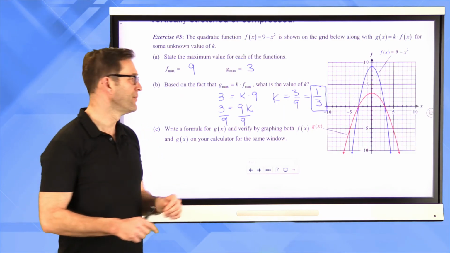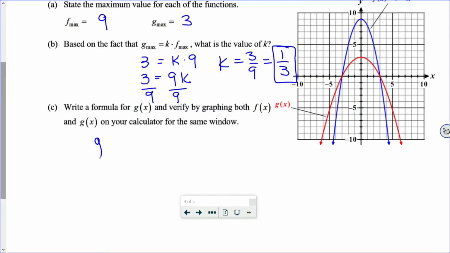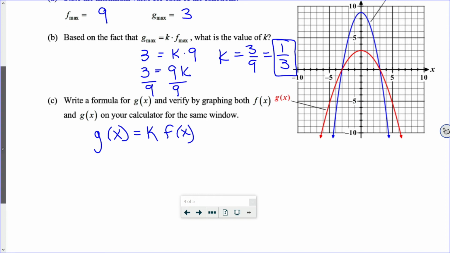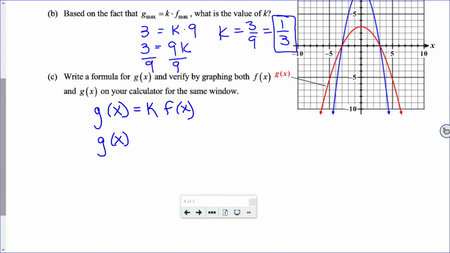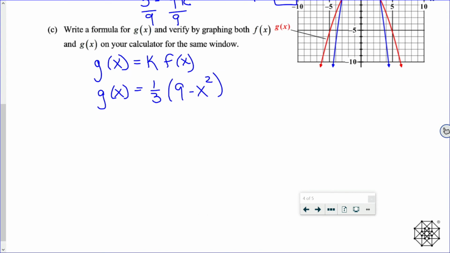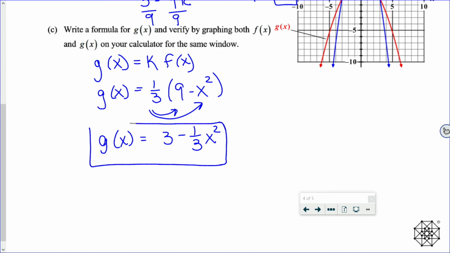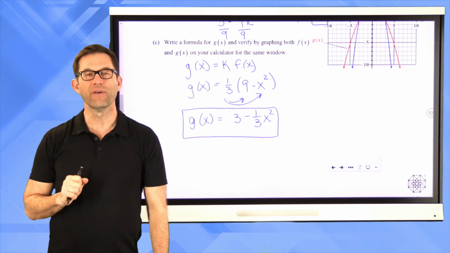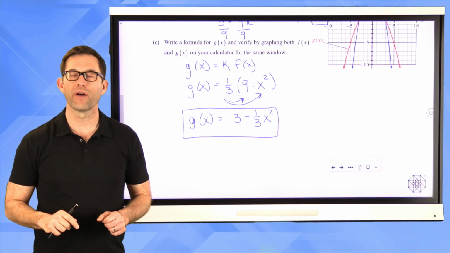All right, let's do it. So, g of x equals k times f of x, right? G of x equals 1/3 times 9 minus x squared. Again, that's a lovely formula for g of x, but I'm going to distribute it through that multiplying factor. 1/3 times 9 is 3, and 1/3 times x squared is 1/3 times x squared. So there's my formula for g of x. G of x is 3 minus 1/3 times x squared.